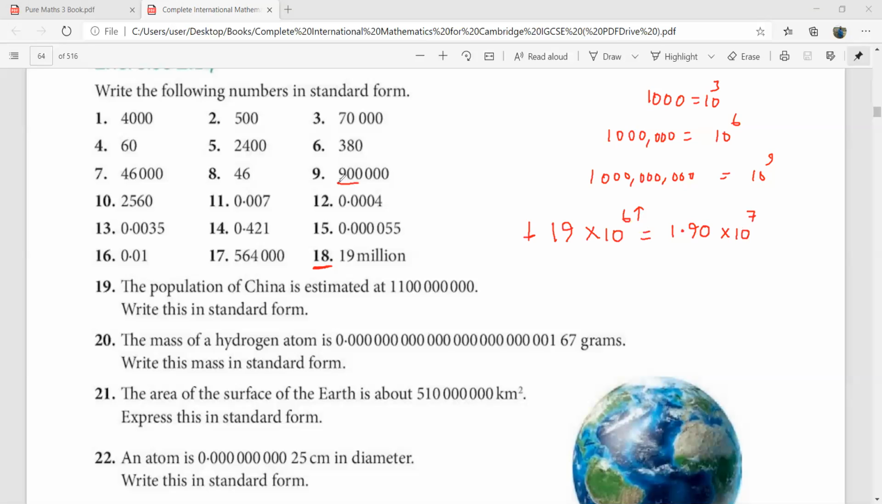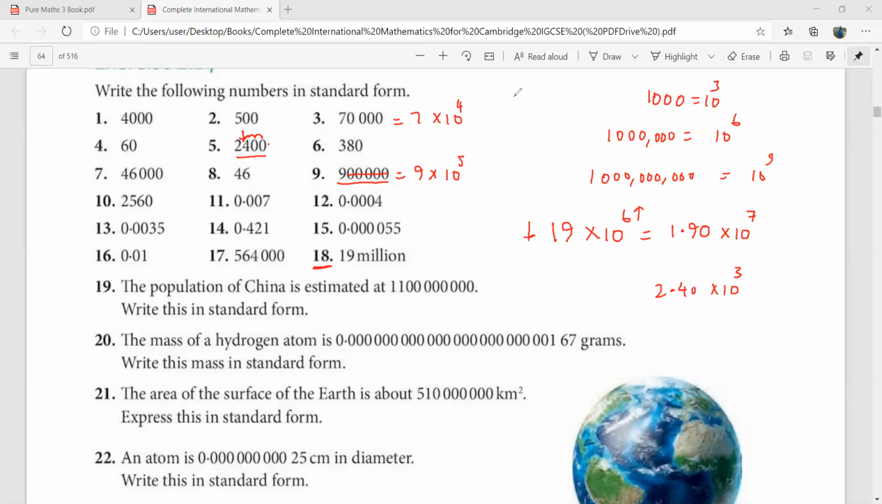Look at this 900,000. You can easily write it as 9 into 10 raised to power 5, because you can clearly see 5 zeros over here. The 70,000 is 7 into 10 raised to power 4. And then you see this is 2,400. So there are two thousands basically. So 2,400 is going to be 2.40 times 10 raised to power 3. Look at this, this is going to be 1, 2, 3. So this decimal is moving to this position.